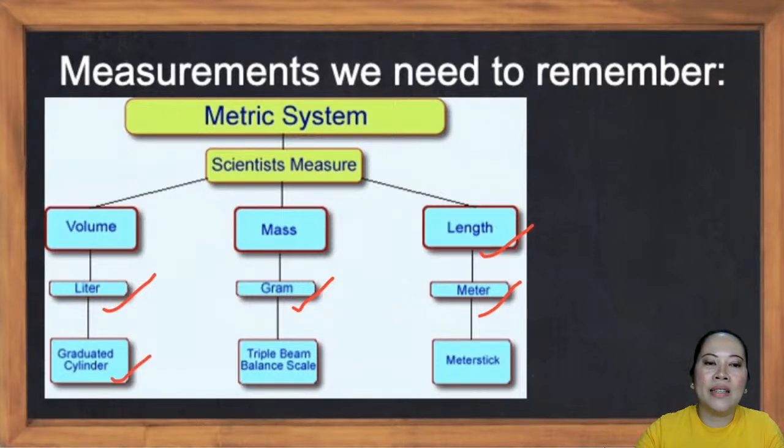If you're doing science, you're familiar with the graduated cylinder. You could also have, let's say, a beaker or a glass, or a cup, actually a measuring cup. Those can measure your volume. Now for mass, you have your triple beam balance. You could also have your weighing scale. That's for mass as well. So that will be used to measure mass. And of course, for length, you can have your meter stick.